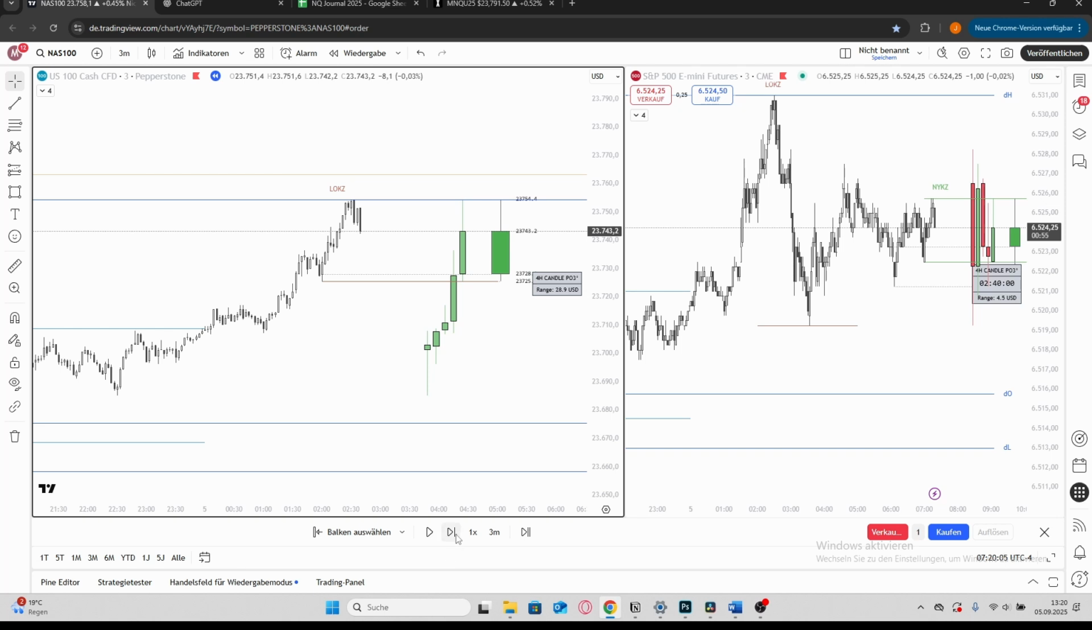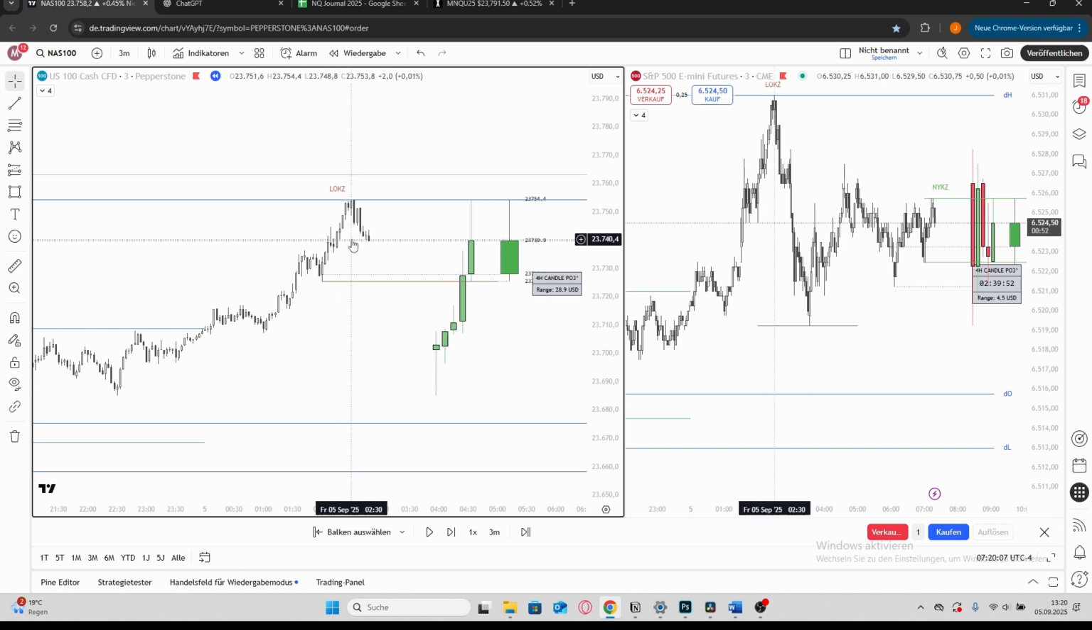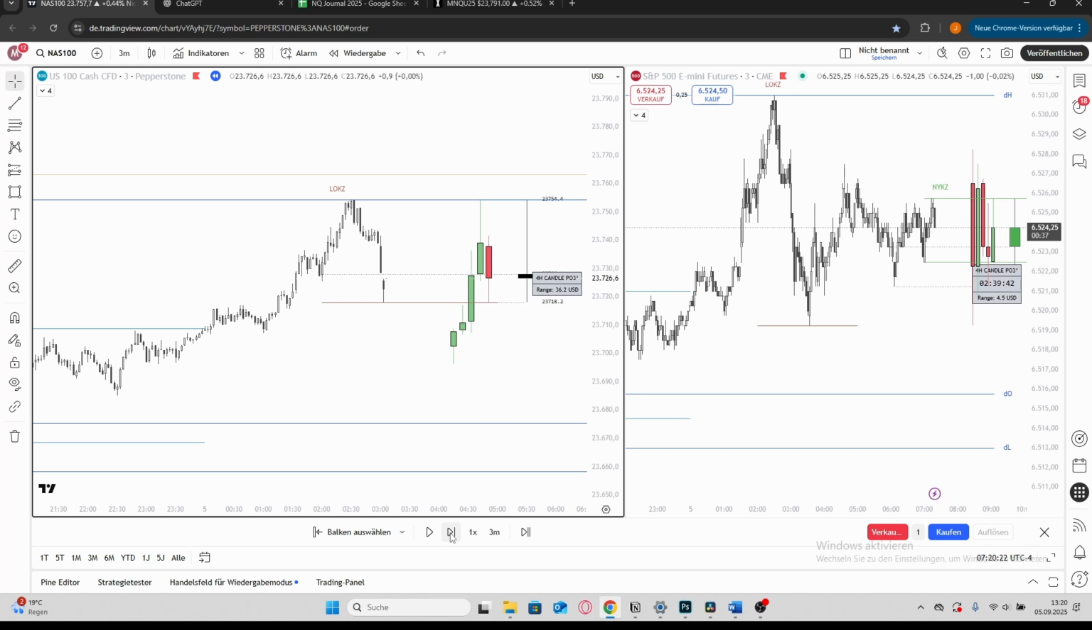So normally I don't trade at 2 AM because I don't really like it. I always wait until 3 AM, because most of the time 2 AM is just sideways action and manipulation, and you can lose a lot of money trading this range. So normally I always wait until 3 AM. It's a lot easier for me.